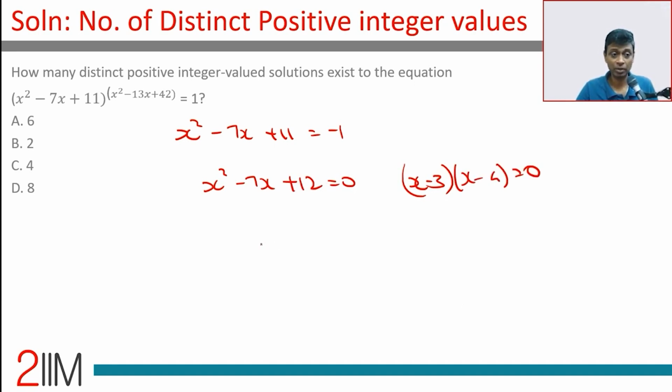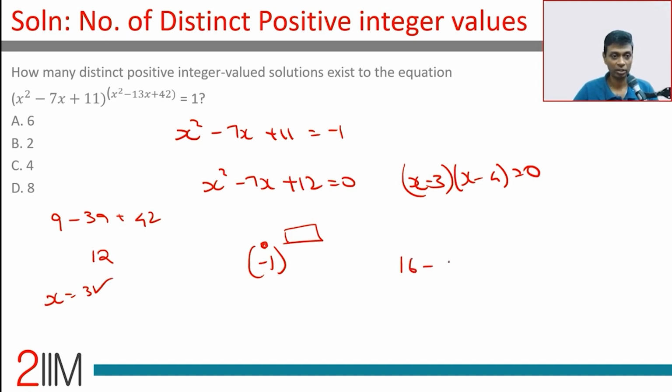Minus 1 power, if you put x is 3, minus 1 power some number, could be 1 if that power is even. So put x is 3, 9 minus 39 plus 42. 9 minus 39 is minus 30 plus 42. This is 12. So x equal to 3 works. Put x equal to 4. That will definitely work. 16 minus 13 into 4, 52 plus 42. 16 minus 10, this is 6. That's also an even number. We get minus 1 per 6. So 3, 4 could work as well.